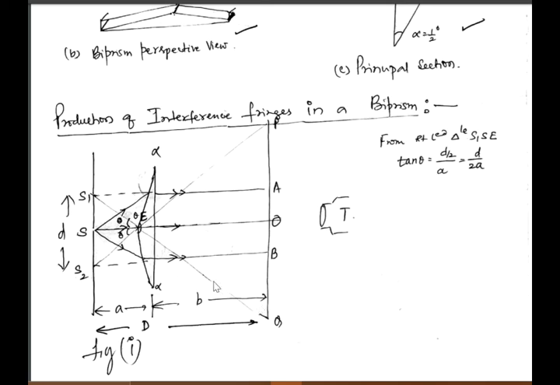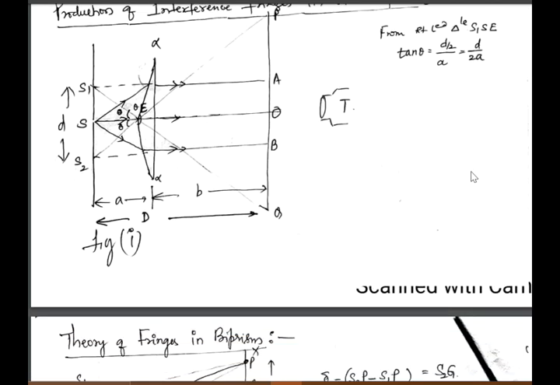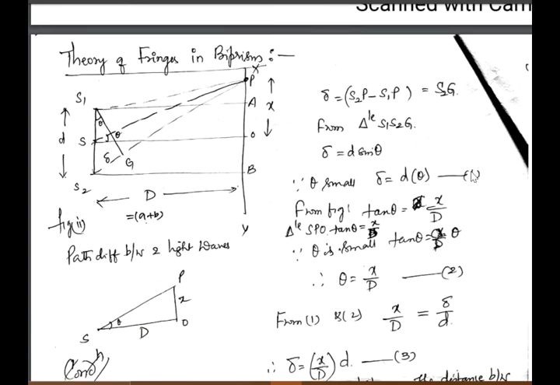And here from the figure we can write, if we consider this triangle S1 S2 E, this point is E, from this right angle triangle we can write tan theta as d by 2 by A. So tan theta is d by 2A. This we are going to use in the derivation. So now let us go to the next mathematical part.